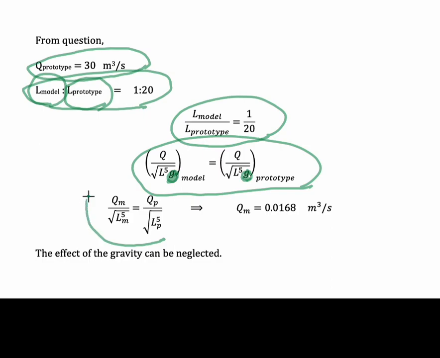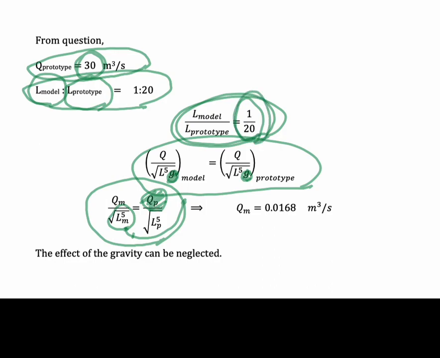So the equation becomes like this. Then we substitute 30 meter cube per second for Q prototype, and L model over L prototype is represented as 1 over 20. I think you know what to do. You bring this to the right hand side and substitute 1 over 20. And finally you will get Q model is 0.0168 meter cube per second.